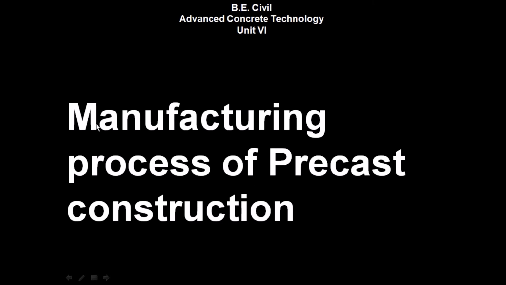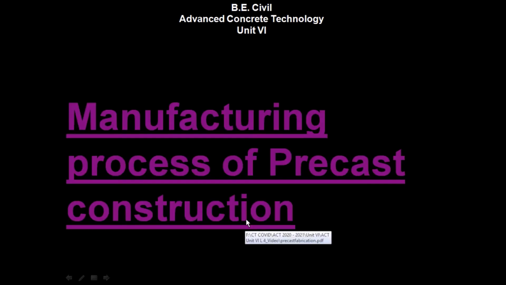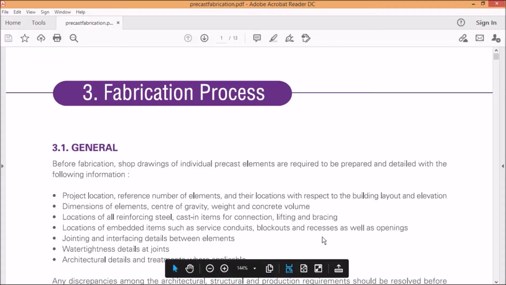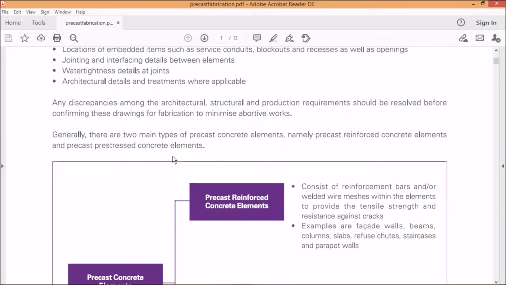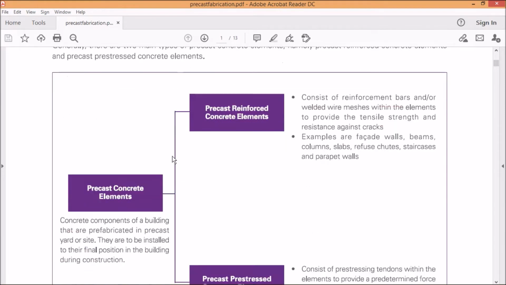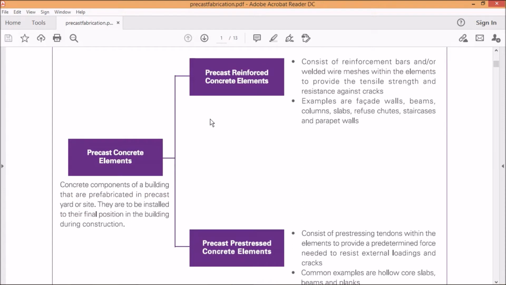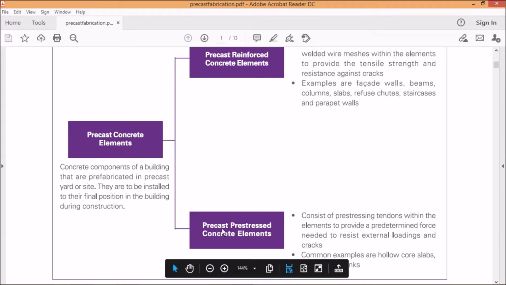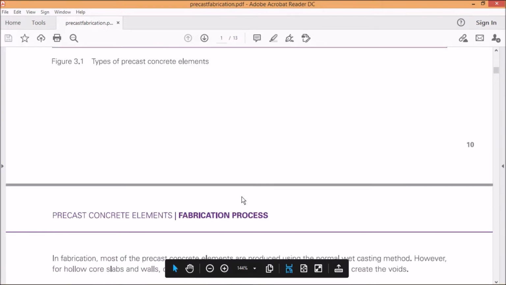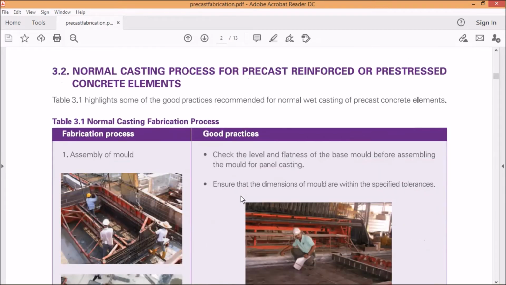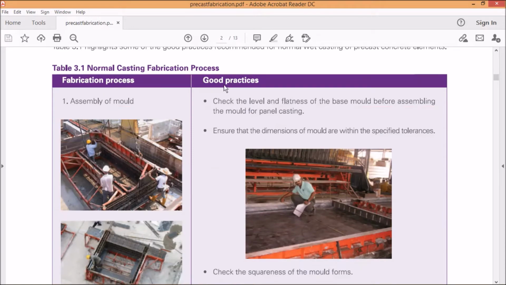Now we will see the manufacturing process of precast construction. So this is the manufacturing process. Generally, precast is divided into three parts: precast reinforced concrete elements, precast concrete elements, and precast prestressed concrete elements. So here we can see the fabrication process and the good practices.